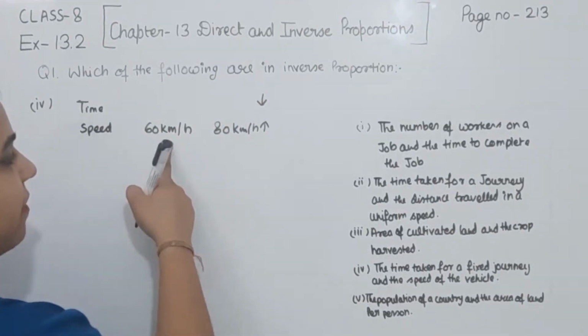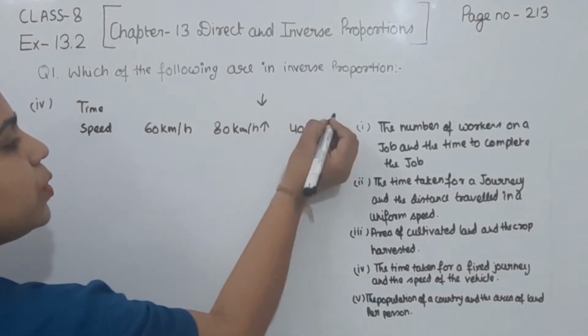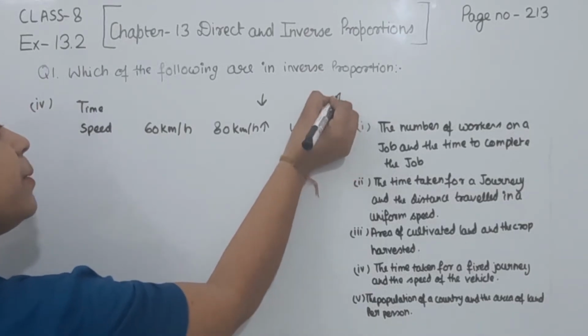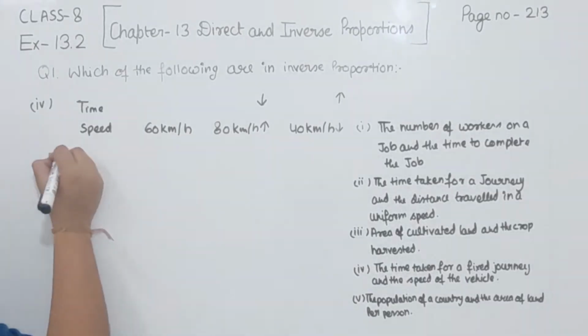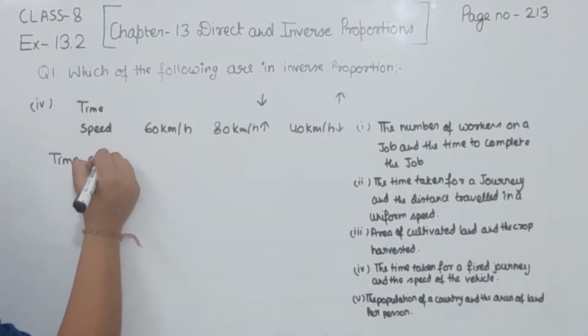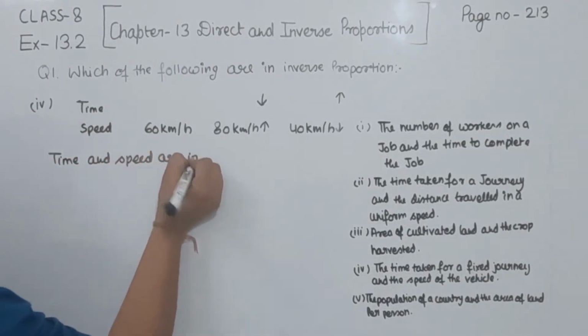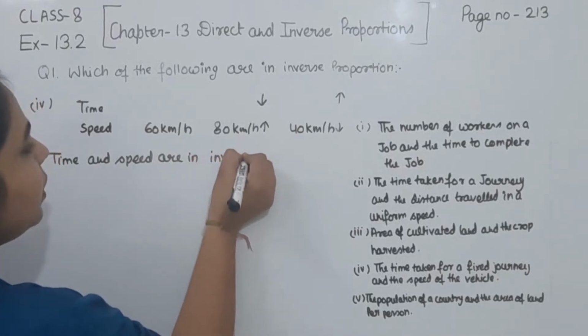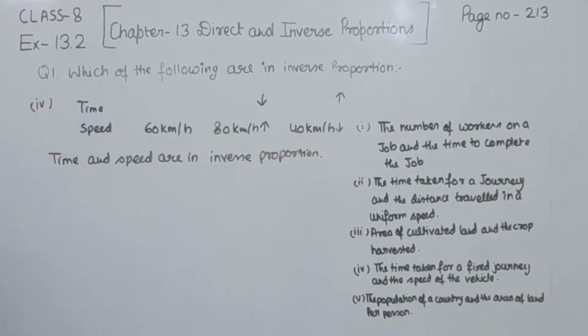Now if the speed we are having as 60 kilometer per hour, it is decreased to 40 kilometer per hour. So the speed is decreased, then it will take much time. So the time will increase. So here we are having the inverse relationship. So we are going to write here: time and speed are in inverse proportion. So this one we are having is the part 4. Now comes to the last part, part 5.